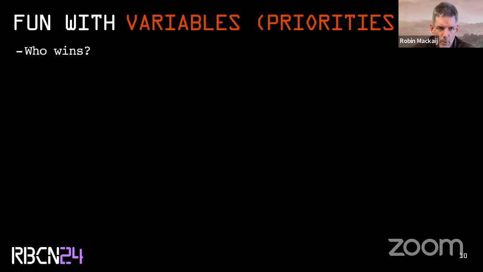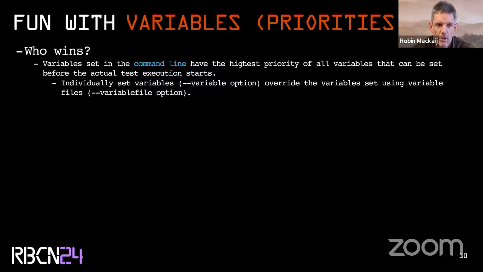Now, with that many ways of setting a variable and actually also overriding variables, the question becomes, okay, who wins? What value for a variable will be used if a variable is available from multiple routes, basically? So we have the command line, that is the highest. So anything that goes into command line will override anything you have on your resource or suites.